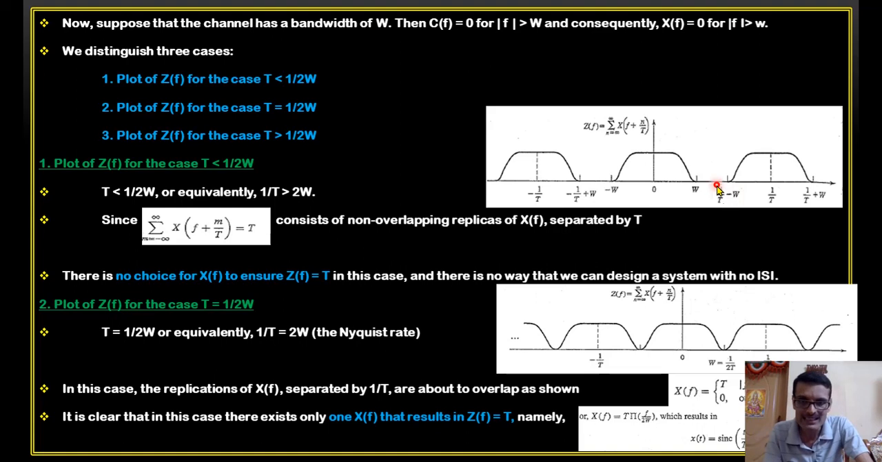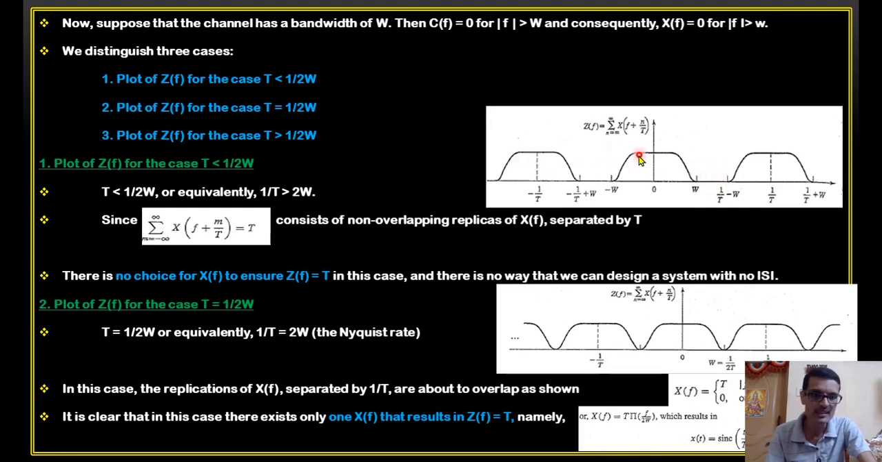If this 1 by T is more than 2W, let us say 3W, what is 1 by T? It is 3W, I consider. 3W minus W is 2W, right? There is a separation between this and this. There is a separation between this spectrum and the immediate next spectrum. When I sum together, there is a huge gap between these spectrums, right? This gap will not be filled.